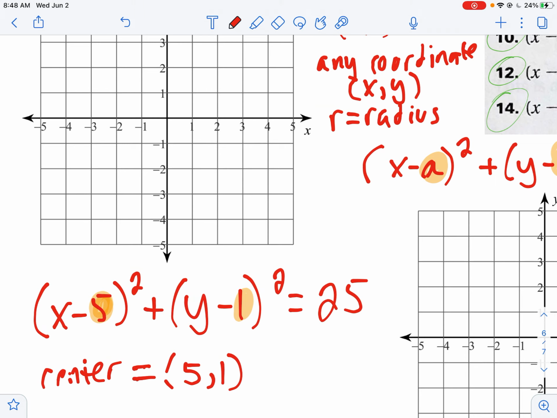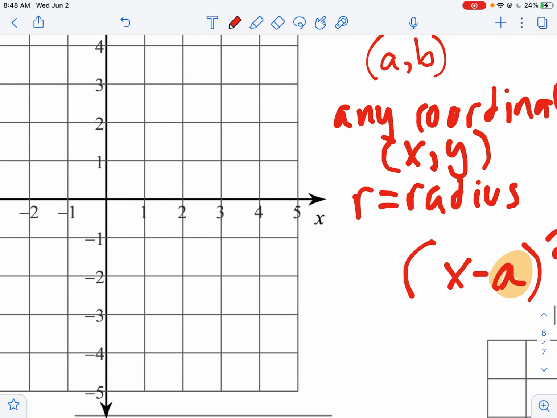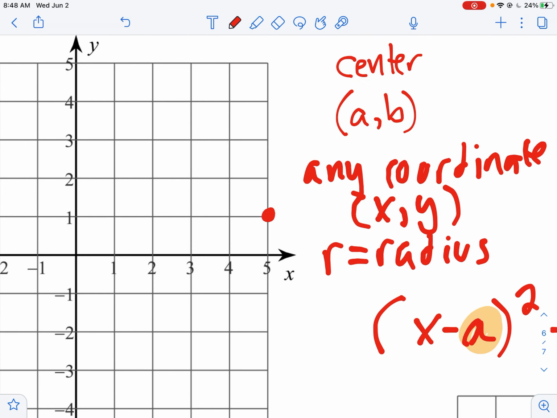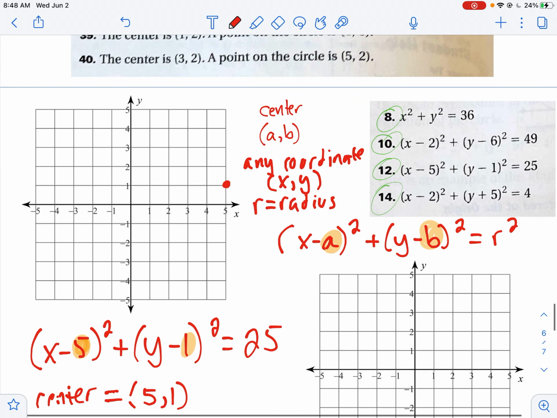So I'm going to go to my graph here. I'm going to go to (5, 1). I'm going to graph my circle. I might need a little additional room now I'm looking at here, but that's all right. We'll make it work.